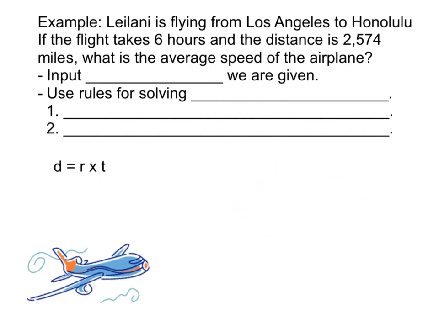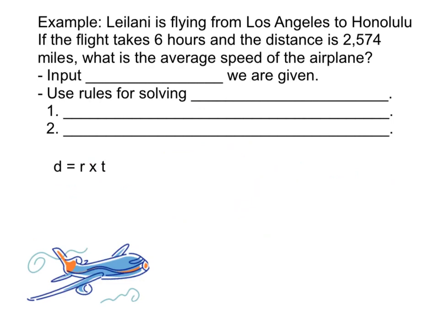Okay, we're going to use this example and solve a problem. This is just like doing an algebra problem. This is going to be an equation. We are going to be given two of the variables, and we're going to solve for the third. So we're going to look. It says Leilani is flying from Los Angeles to Honolulu. If the flight takes 6 hours and the distance is 2,574 miles, what is the average speed of the airplane?